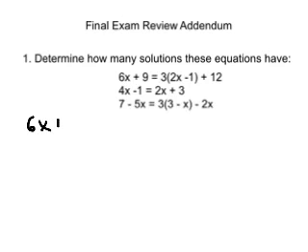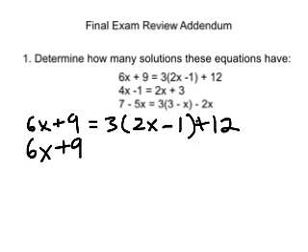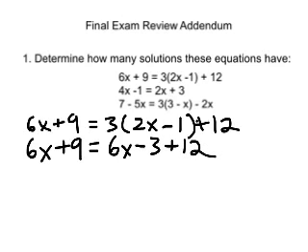6x plus 9 equals 3 times 2x minus 1, plus 12. Okay, so first thing we need to do is simplify both sides. The left side is already simplified, but the right side we have a distribution, and then I'll bet we have to add something together. So we'll copy this back down, and we'll take our 3, we'll distribute it over the 2x, which is 6x, and then 3 times negative 1 is negative 3, and that's plus 12.